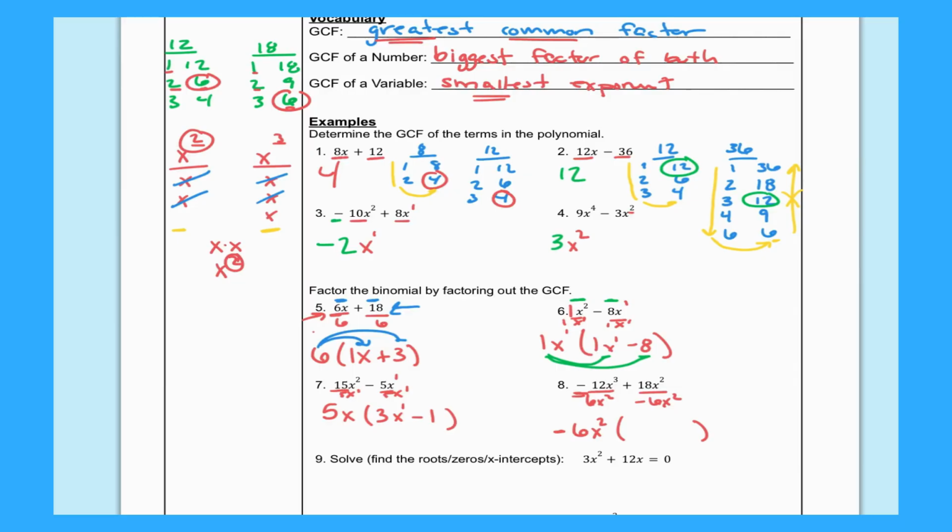Negative 12 divided by negative 6 is positive 2. Subtract the exponents. 3 minus 2 is 1. 18 divided by negative 6 is negative 3. And 2 minus 2 is 0, so we don't need the x there. And again, I could easily multiply this to check. So negative 6x squared times 2x is negative 12x to the third. And negative 6x squared times negative 3 is positive 18x squared.